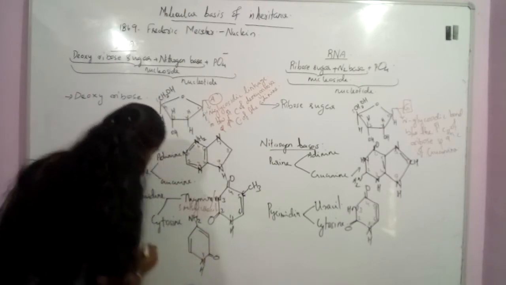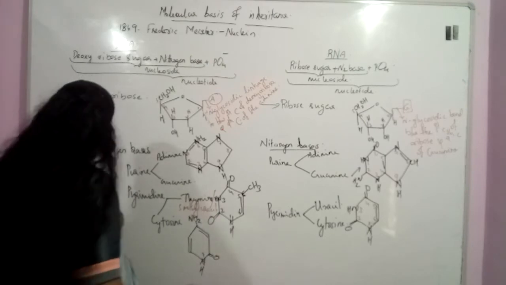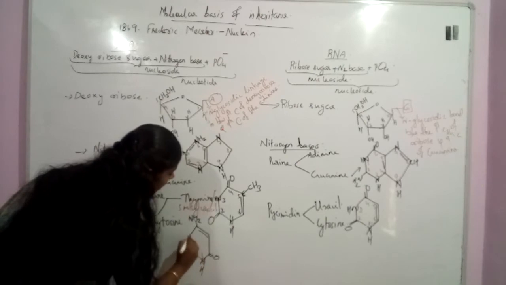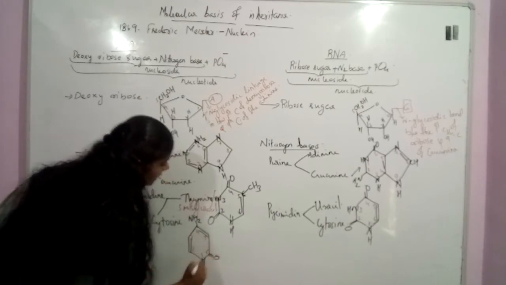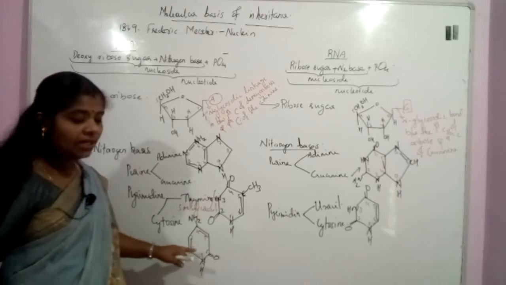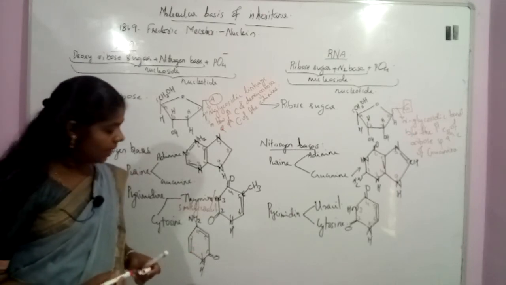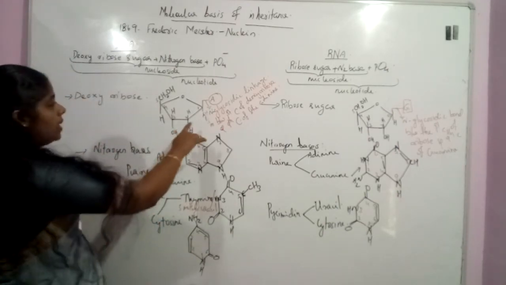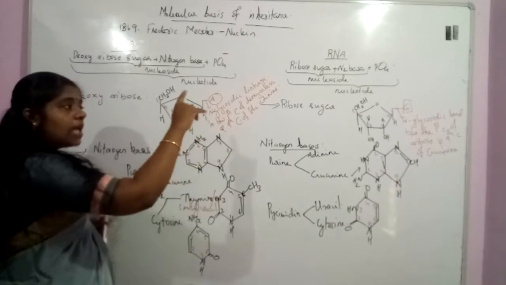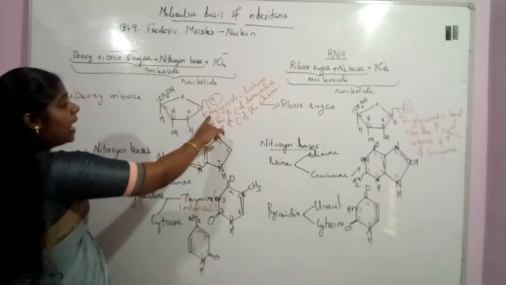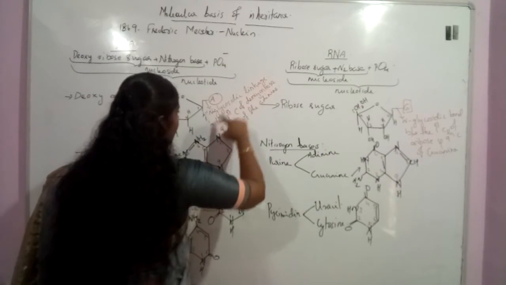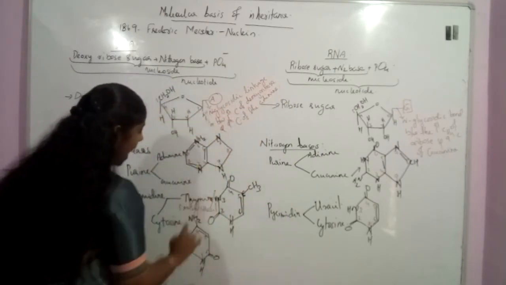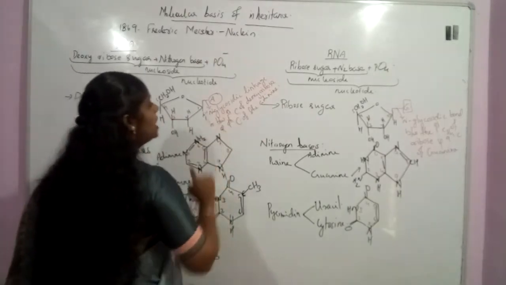So this is the first carbon, second carbon, third carbon, fourth carbon, fifth carbon, and sixth carbon. Okay, so this is nothing but the cytosine molecule, and this cytosine molecule is also attached with the deoxyribose and ribose sugar by an N-glycosidic linkage between the first carbon of the deoxyribose and the first carbon of the cytosine.